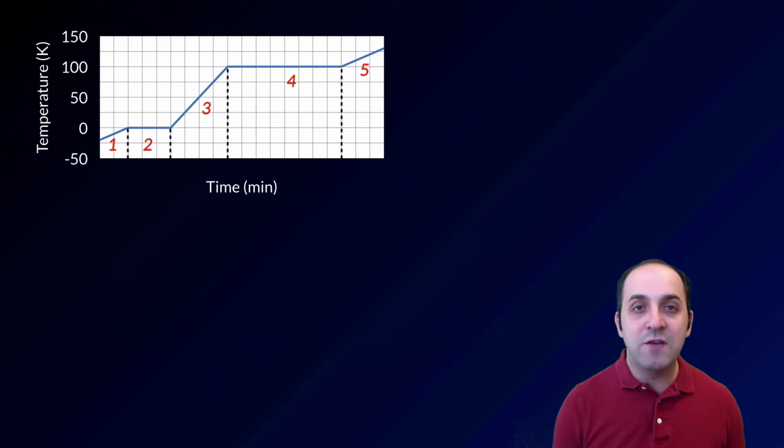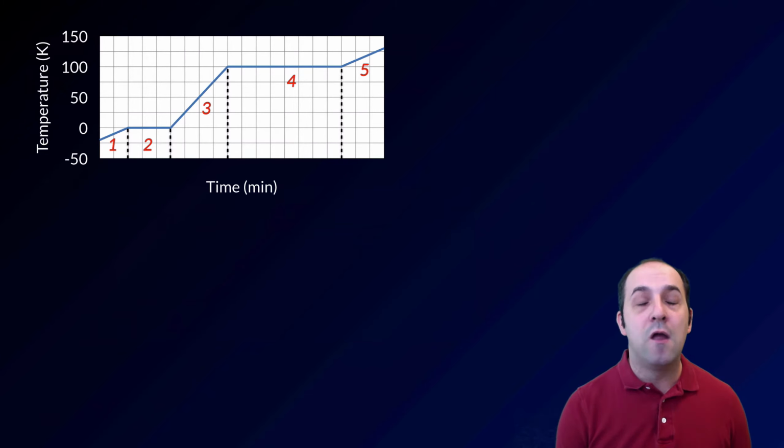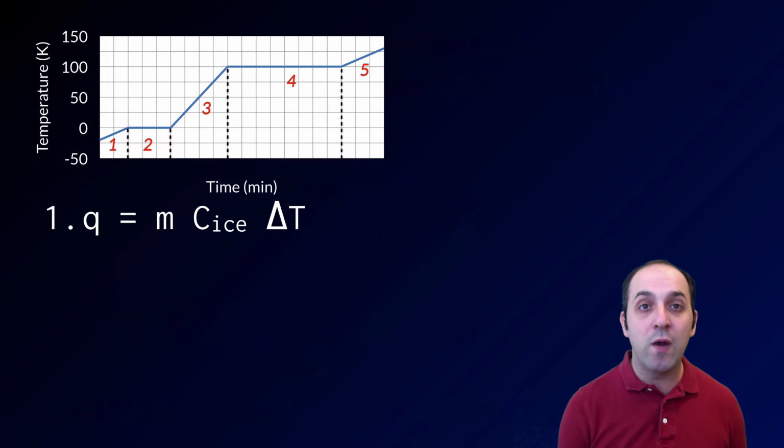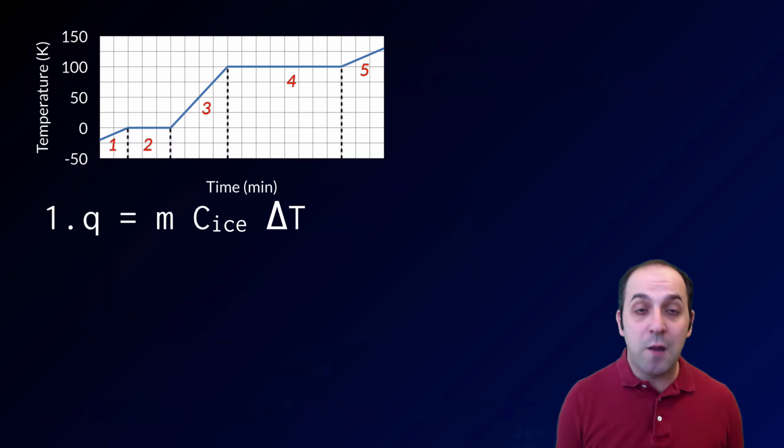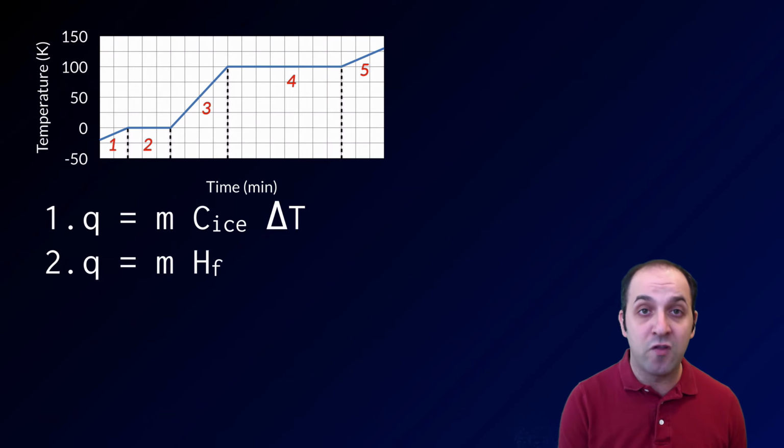Anytime the temperature is changing, that means that we're going to have to use our calorimetry equation, or Q equals mc delta T. That is certainly true in line segment number 1, but of course in line segment number 1 our substance is ice. So we're going to actually have to use Q equals mc delta T, but we're going to have to use the specific heat for ice. In line segment number 2, our substance is melting. So for that we're going to have to use Q equals mHF.